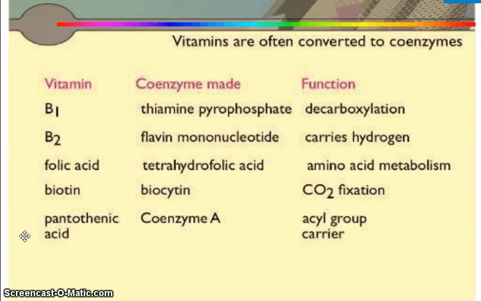So vitamins are often converted to coenzymes. Vitamin B1 becomes the coenzyme thiamine pyrophosphate, which functions in decarboxylations. B2 becomes flavin mononucleotide, which carries hydrogen. Folic acid becomes tetrahydrofolic acid, used in amino acid metabolism. Biotin becomes biocytin, for CO2 fixation. Pantothenic acid becomes coenzyme A, an acyl group carrier.